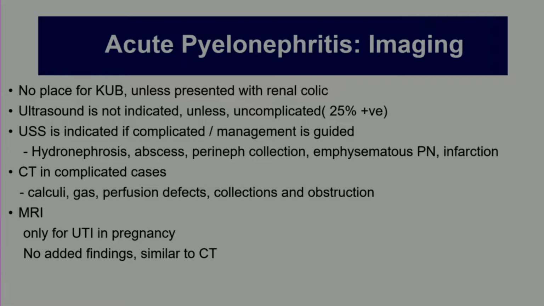Then acute pyelonephritis, that is a common thing I thought the internists would be embarking on. The current guideline is no place or very little place for KUB. When we were medical officers, we used to do KUB for all pyelonephritis patients, unless presented with renal colic, to see the presence of a calculus. And ultrasound is actually not indicated unless it is complicated, because only 25% of uncomplicated acute pyelonephritis will have positive features on ultrasound. So it does not exclude, so why should we bother?